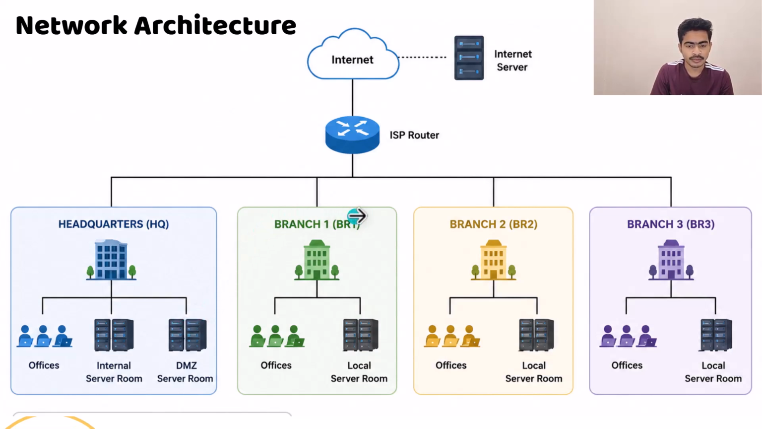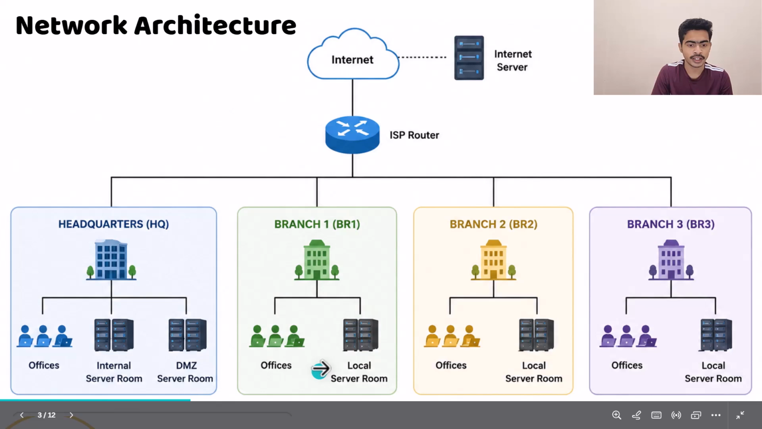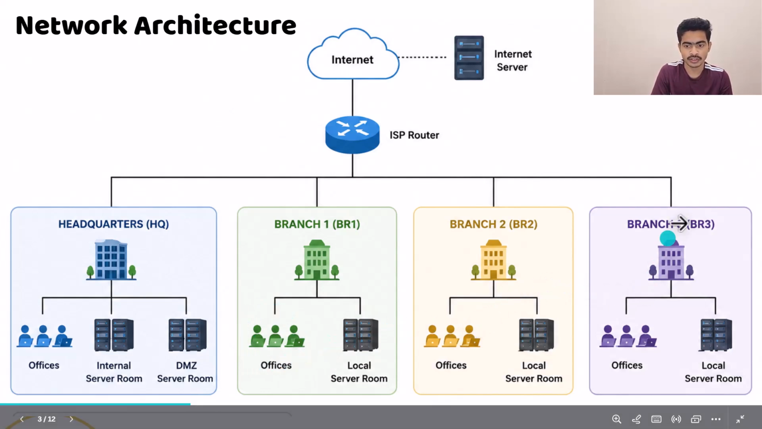In the branch, it follows the same structure throughout all the branches. So in the branch, there is a local server room and it has few offices. Branch 2 and branch 3 follow the same structure.